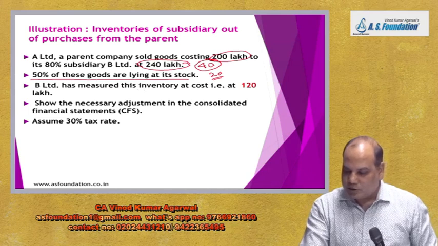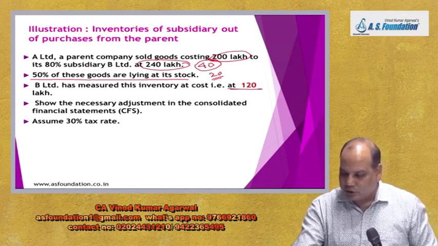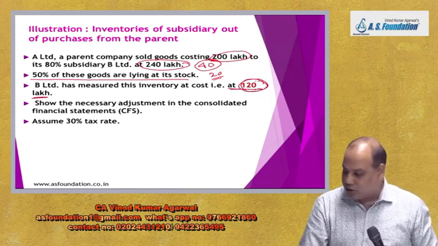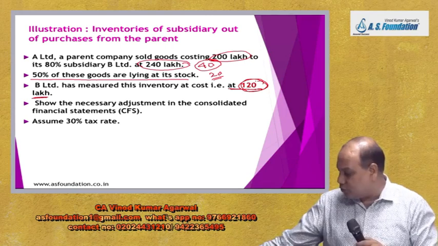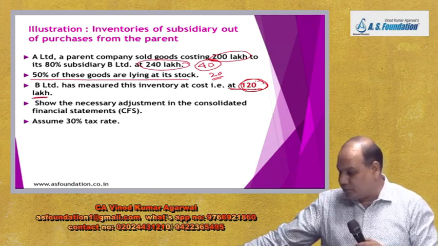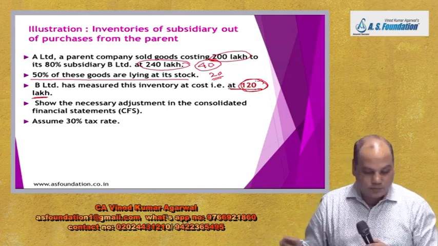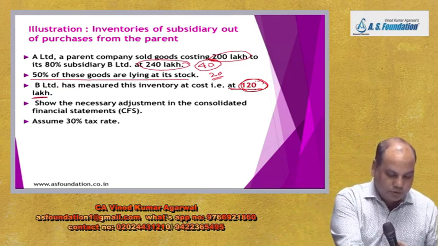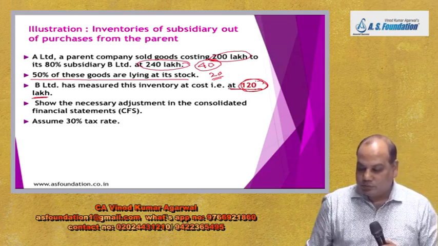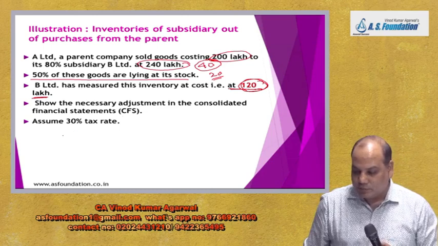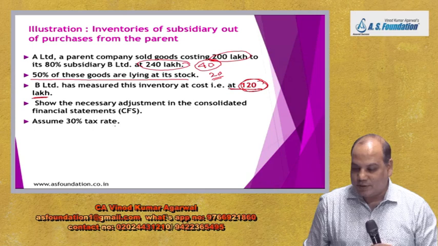B Limited has measured this inventory at cost at 120 lakh. Just make a check whether in your book 120 is written or 240 is written. Make it 120 because half of the stock is only remaining. So 120 includes 20 profit. Show the necessary adjustment in the CFS. Assume 30% tax rate.